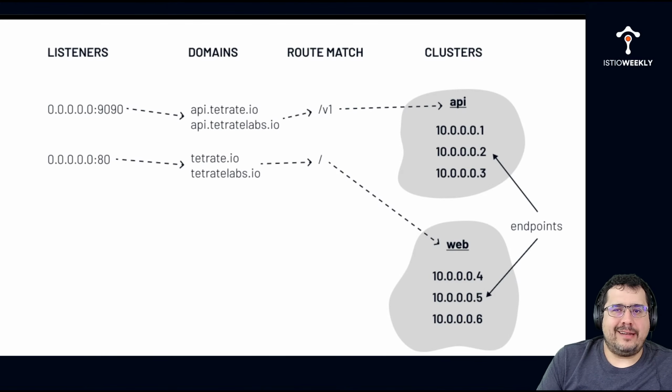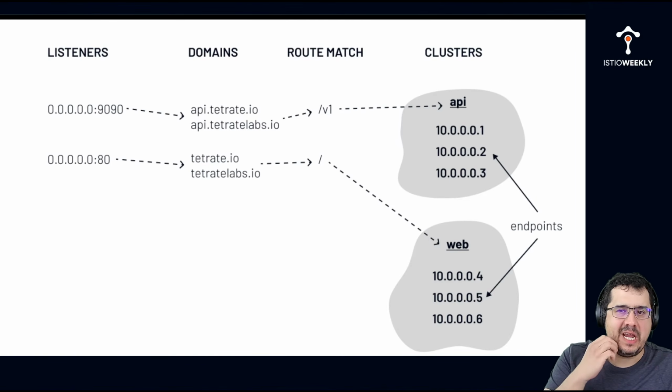So let's look at this same thing that I've explained in a slightly different diagram. This is how we've defined the listeners, route matches, clusters, and endpoints. We have two listeners in this case. One is listening on port 9090, and the second one is listening on port 80. Each one of those listeners has a set of domains and routes and route matches.